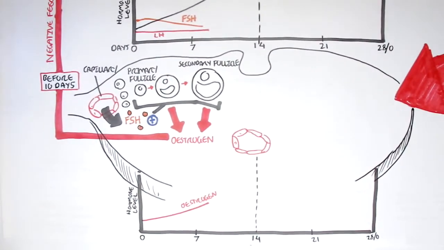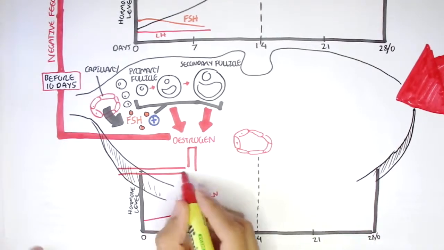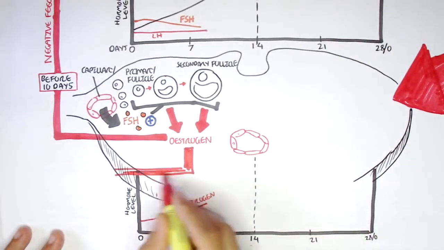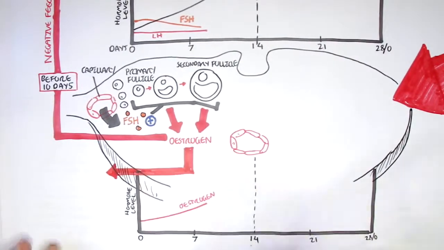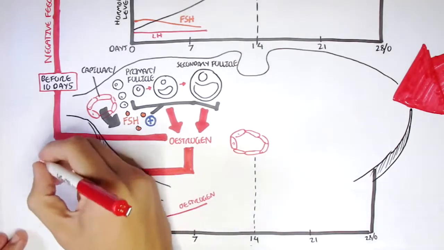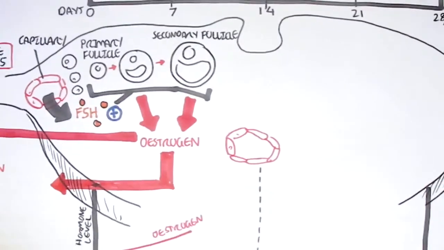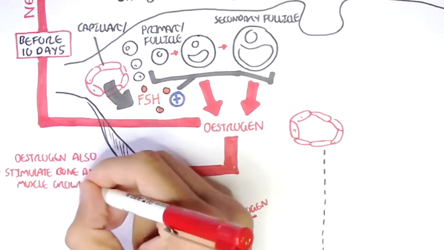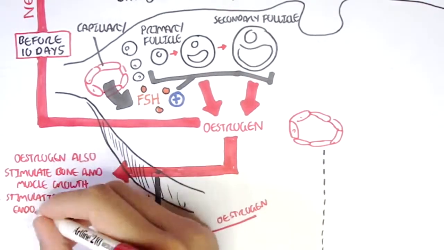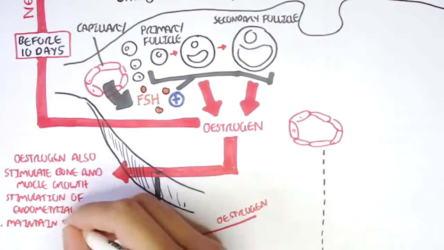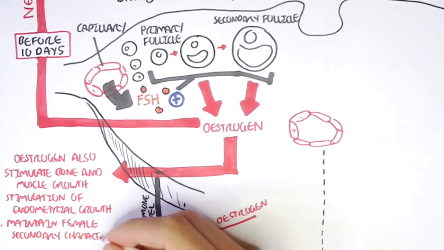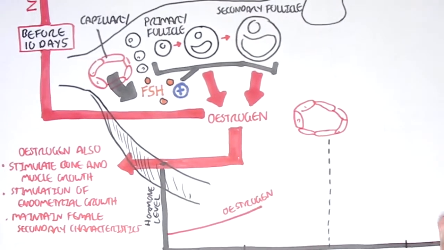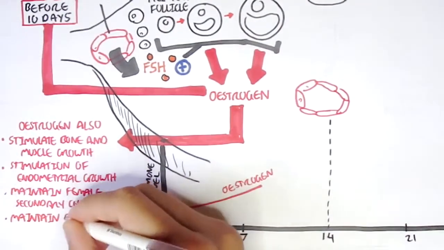Estrogen is an important hormone, especially for females, because estrogen is basically the female's equivalent of testosterone. Estrogen's peripheral effects include stimulating bone and muscle growth, stimulating endometrial growth, maintaining female secondary characteristics, and maintaining the glands and the breasts, amongst many other things.